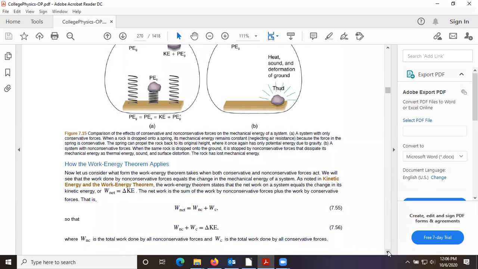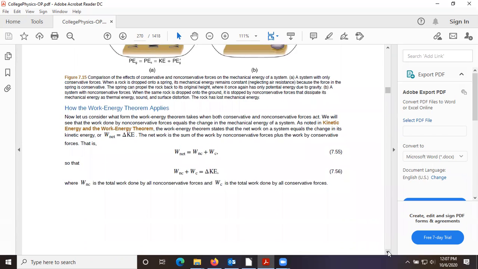So what we're trying to do here is we're trying to say that kinetic energy to potential energy, we get a nice smooth transition. And in some systems that works pretty good. In other systems it doesn't work so well.